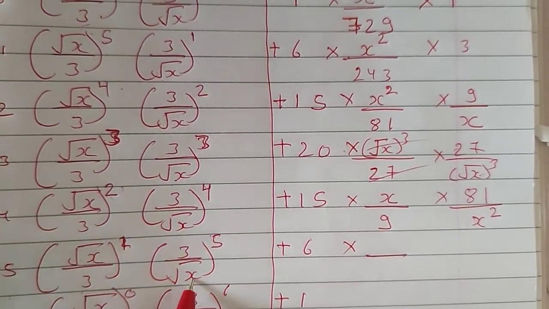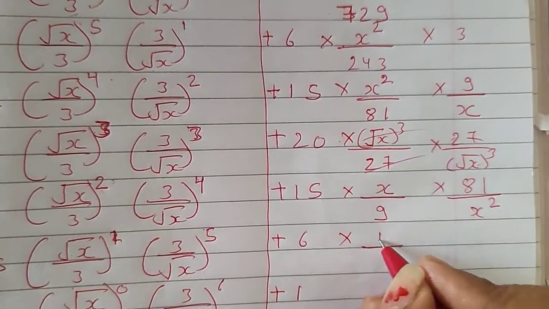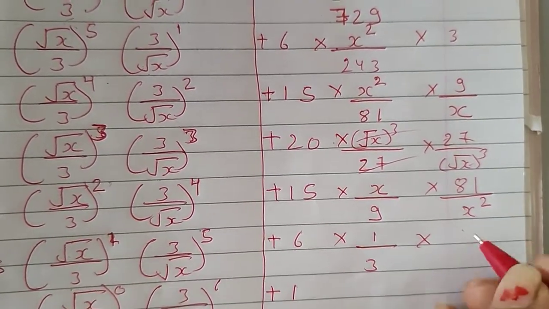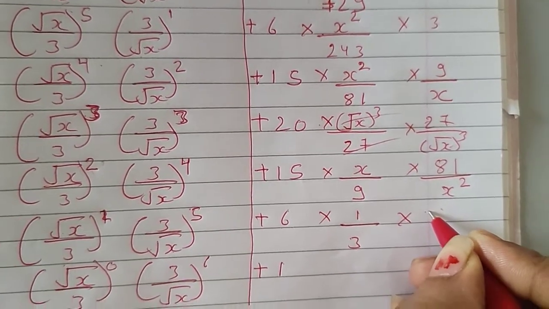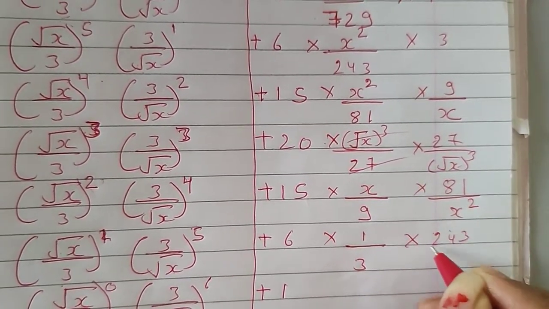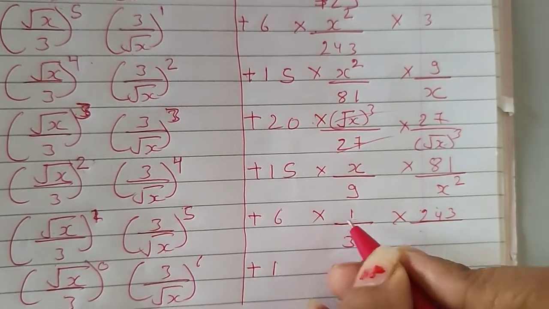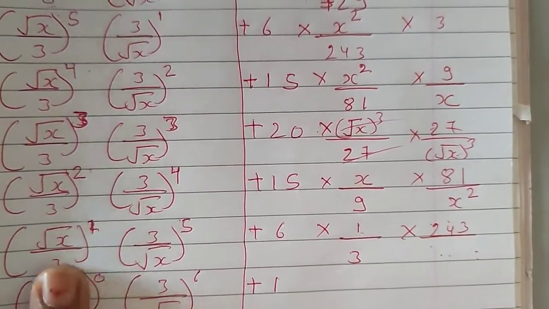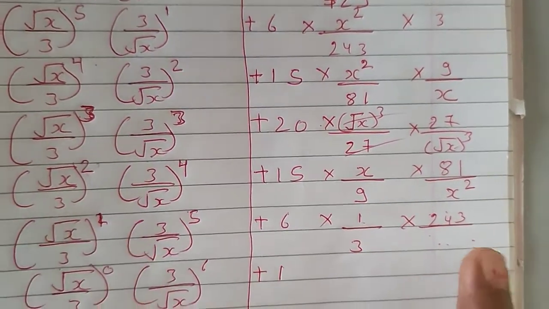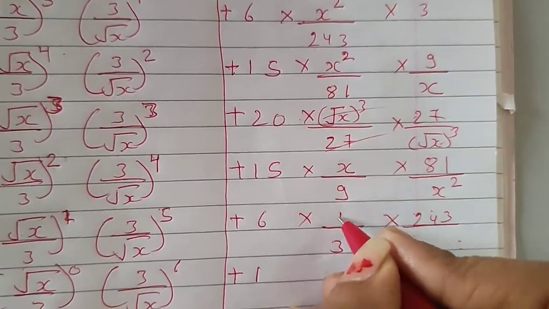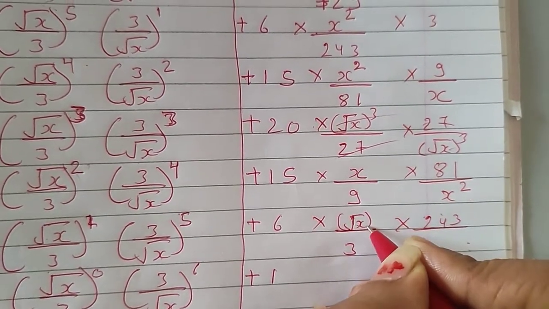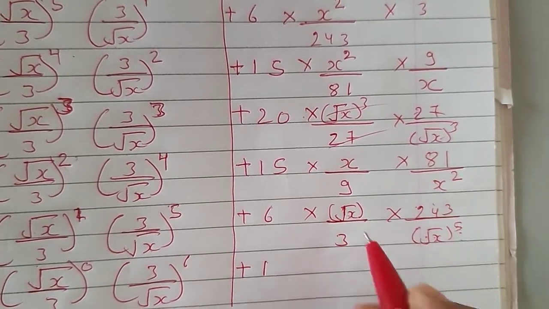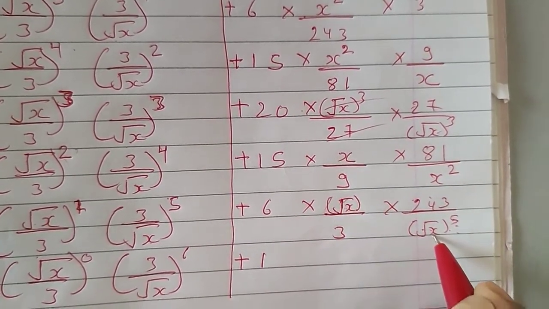Then root x raised to 1 upon 3. Now this root x and this root x will get cancelled. So here I am writing 1 upon 3 into 3 raised to 5. So that will give you 243. And here, if you are writing root x, then you can show the calculation, or if you are writing directly, then here root x raised to 5 minus 1. So here it will come root x raised to 4. Or if you want to show the calculation, then you can do it like this: root x and root x raised to 5. So this 5 and 1 root x will get cancelled. So here it will be root x raised to 4.